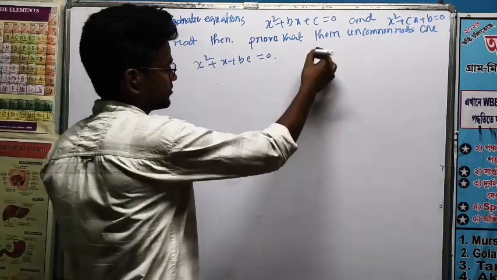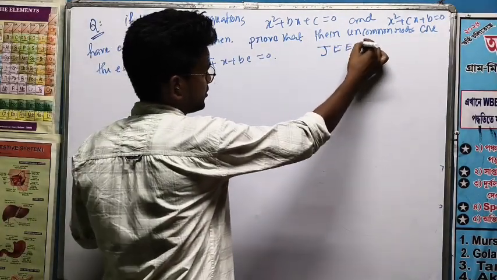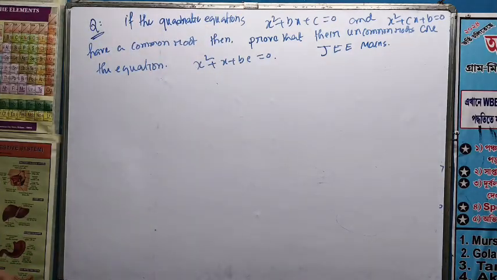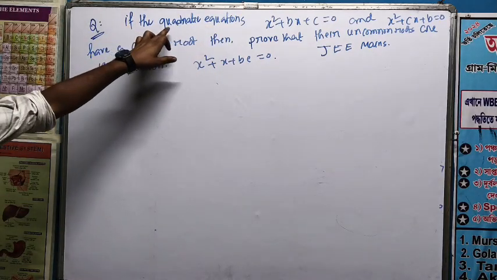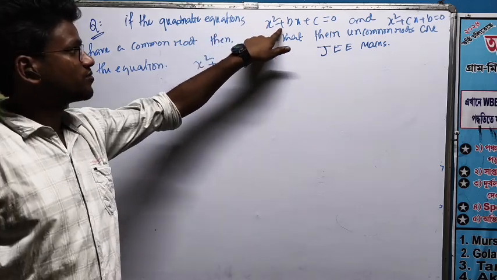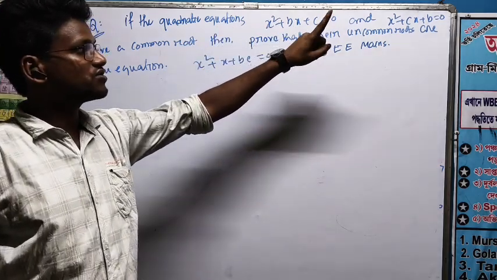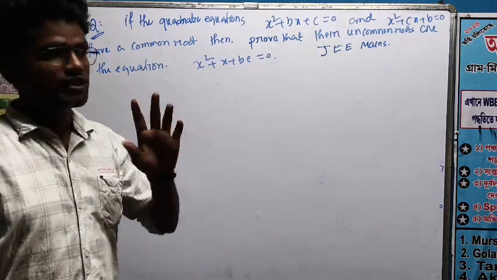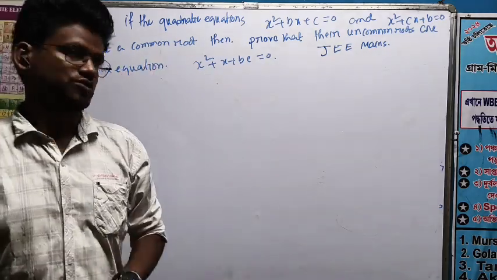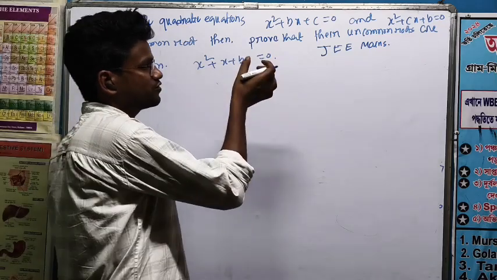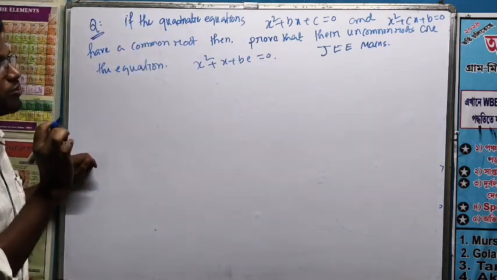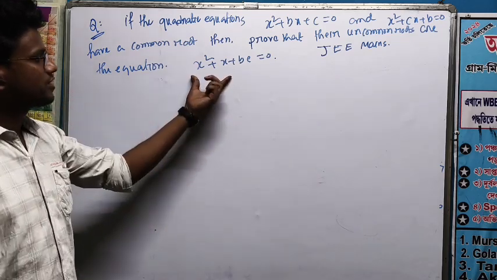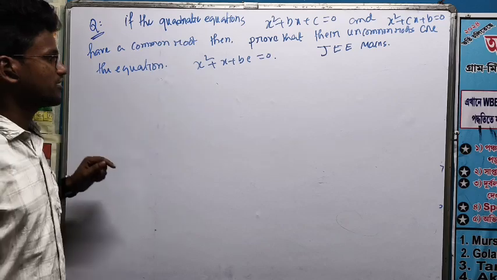This is also a JEE Mains question. So at first, what is the question? The question is this: if two quadratic equations, x square plus bx plus c equals 0 and x square plus cx plus b equals 0, have a common root, then we have to prove something about the uncommon roots. That means we have to determine the uncommon roots. So let's start.